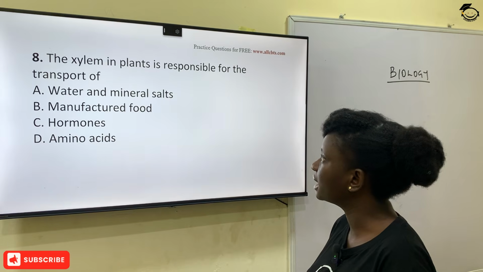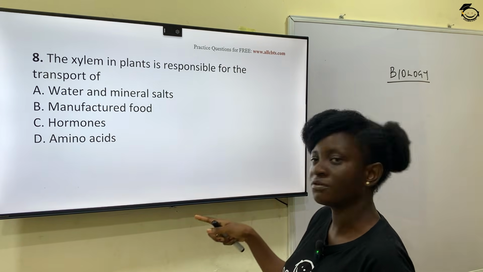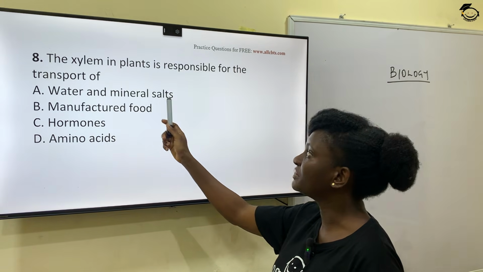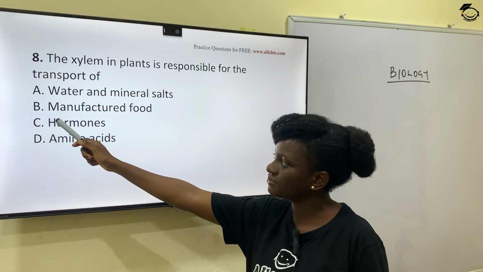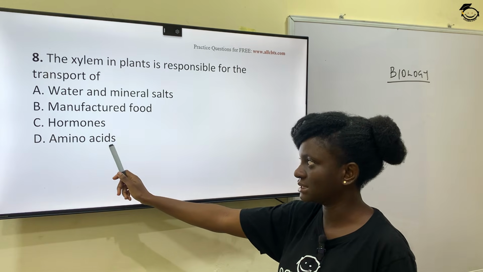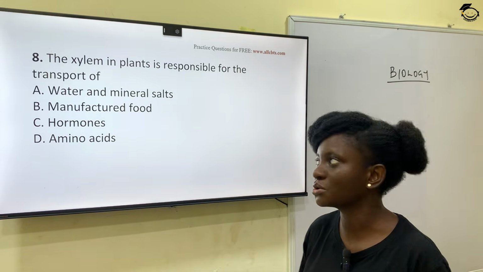So the xylem in plants is responsible for the transport of, from my explanation, we can see that option A, water and mineral salt, is the correct answer. It's not involved in manufacture of food, hormones, and amino acid. So the correct answer is A, water and mineral salt.